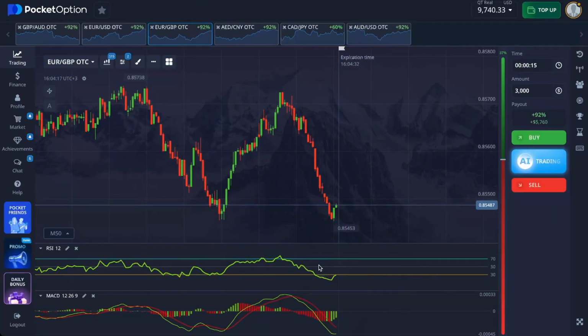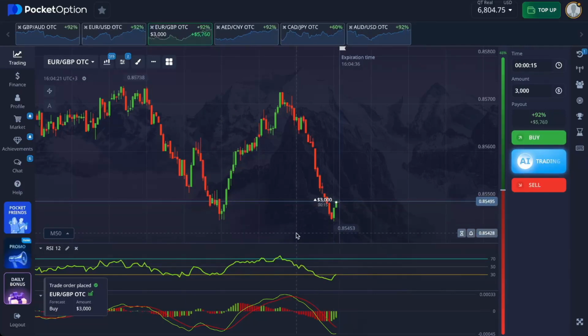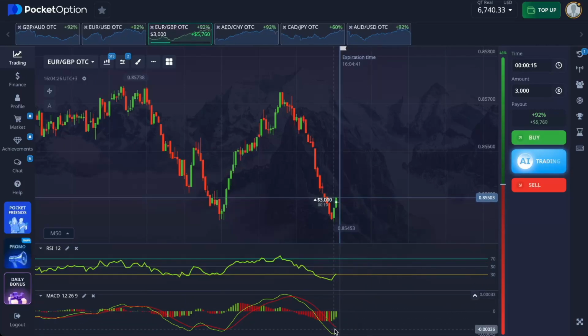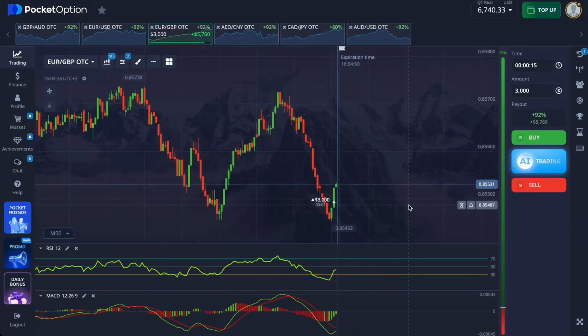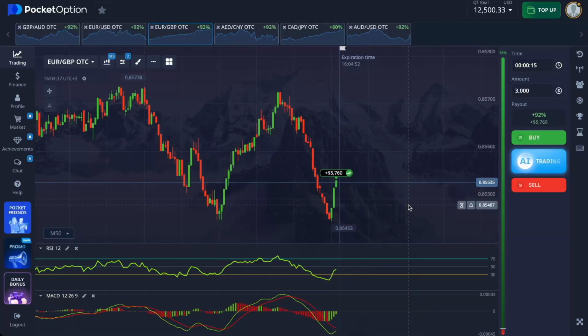Euro to British pound. Extremely oversold. And here it goes. A rebound. I'll enter before it's too late. The RSI is starting to bounce off the lower boundary. The green signal line is about to cross the red one. We also see a greening on the histogram. And here we see a strong rebound from the level. That's why I'm entering a buy here.